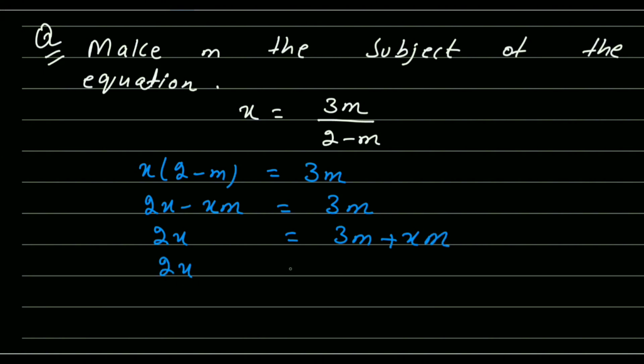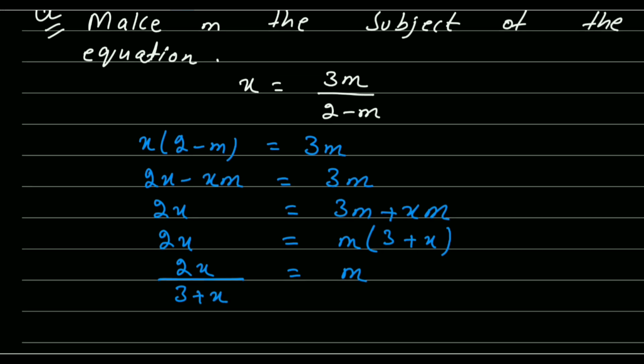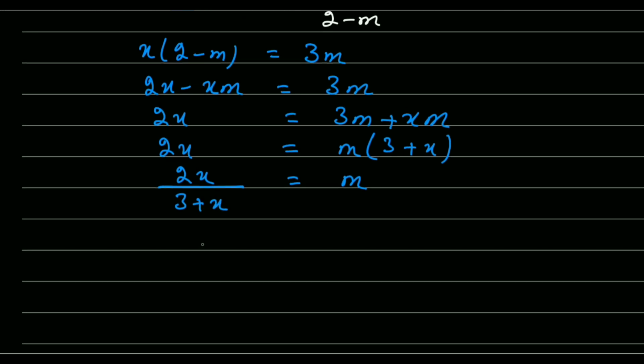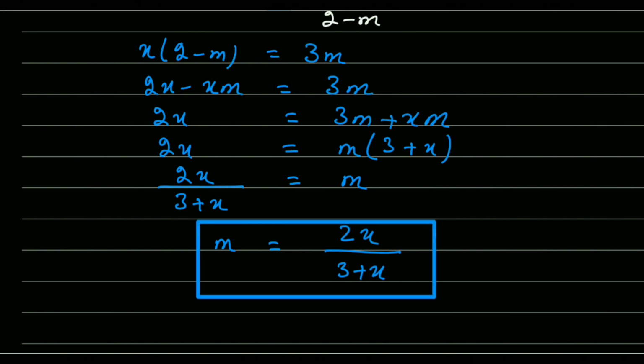So now 2x is equal to, now what we will do, we will take m common. m will be common, so 3 plus x will remain inside, m will remain there, 2x over 3 plus x. So 3 plus x will be divided with 2x. So we made m the subject of the equation. Now we will arrange it, m will be on the left hand side, so m is equal to 2x over 3 plus x. So this is our final answer. So we made here m the subject of the equation.